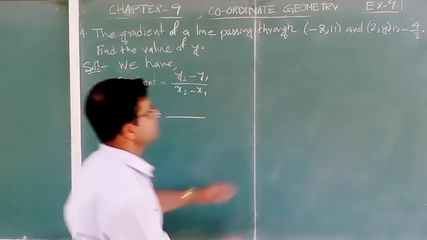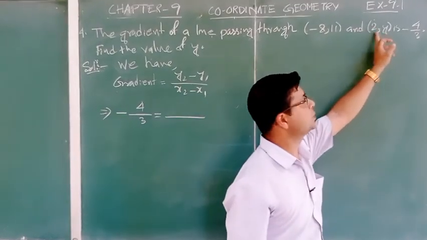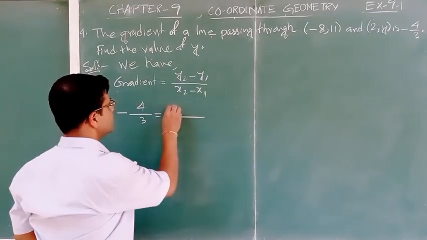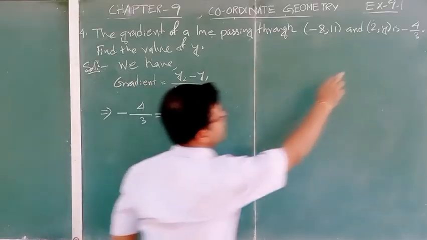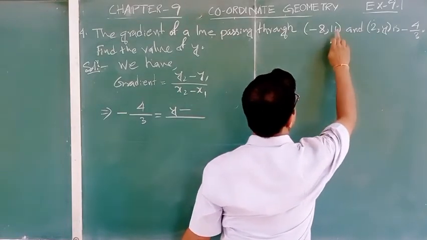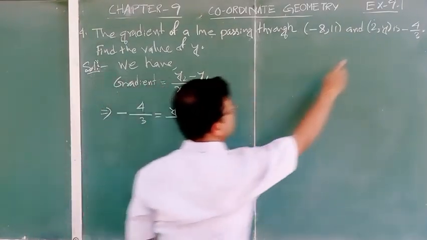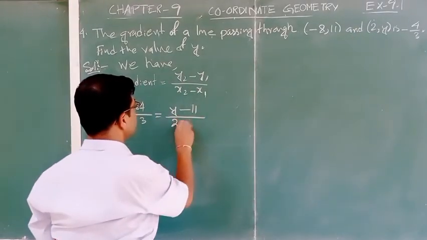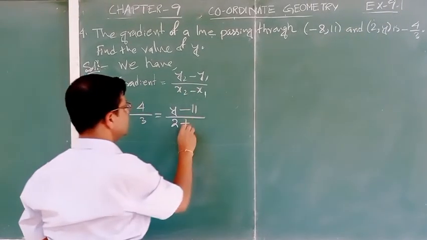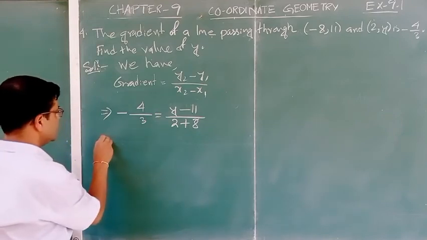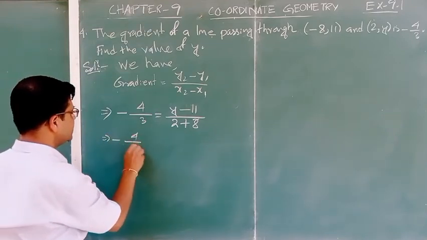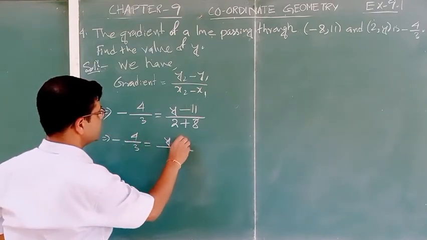y2 minus y1. Suppose this is x1 y1 and this is x2 y2. So that is y minus y1. This is y2. This is y1. 11. x2 is 2. 2 minus of minus 8. So plus 8. Okay. So this is minus 4 by 3. y minus 11. This is 10.